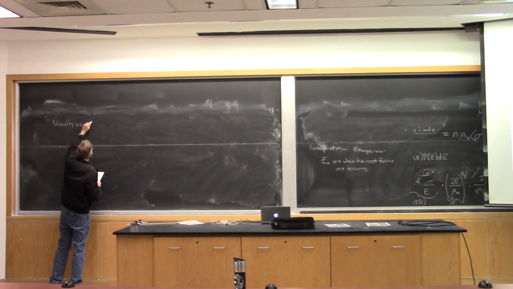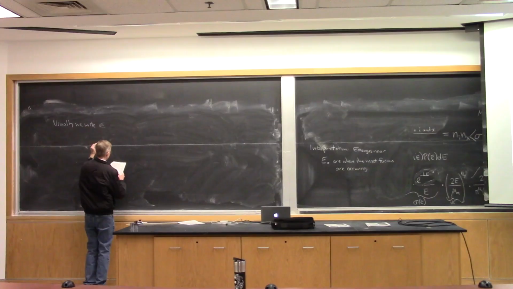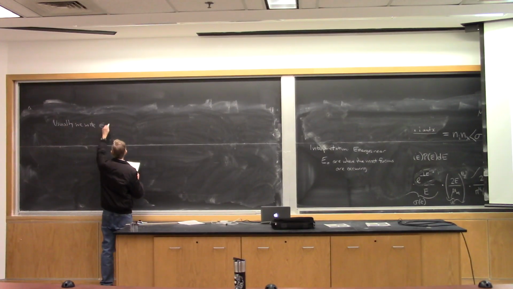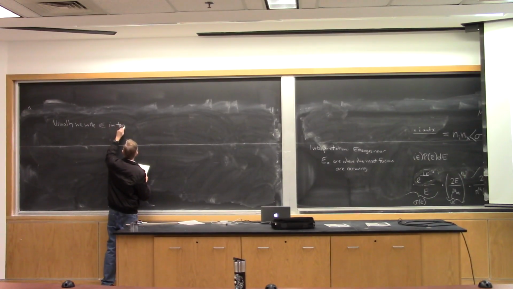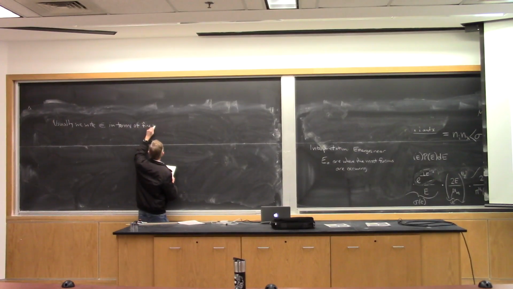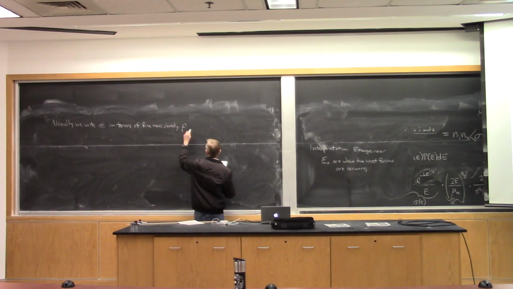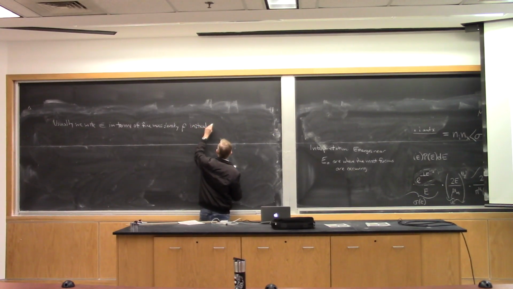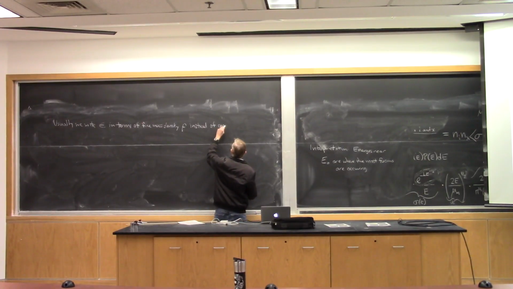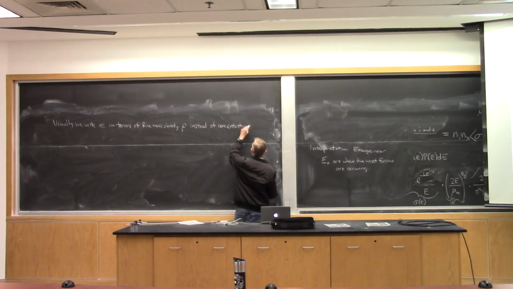So, usually we write epsilon, the energy generation rate per kilogram, in terms of the mass density rho, instead of concentration n. Concentration, again, is just another name for number density.